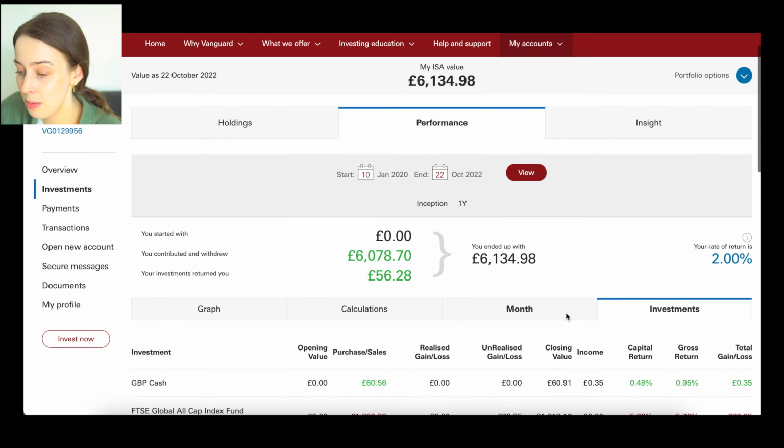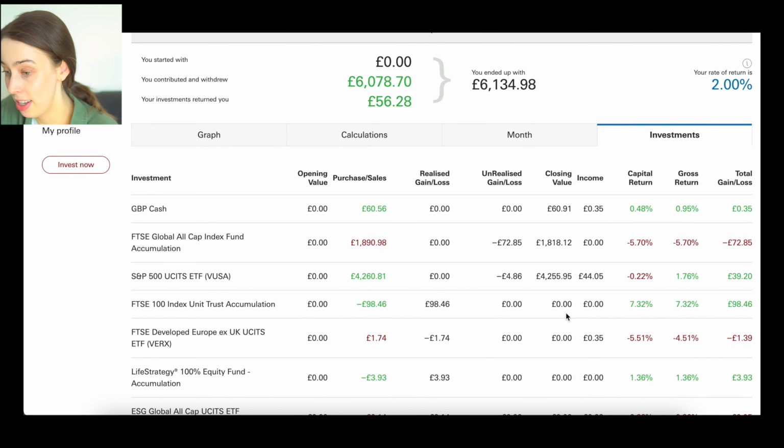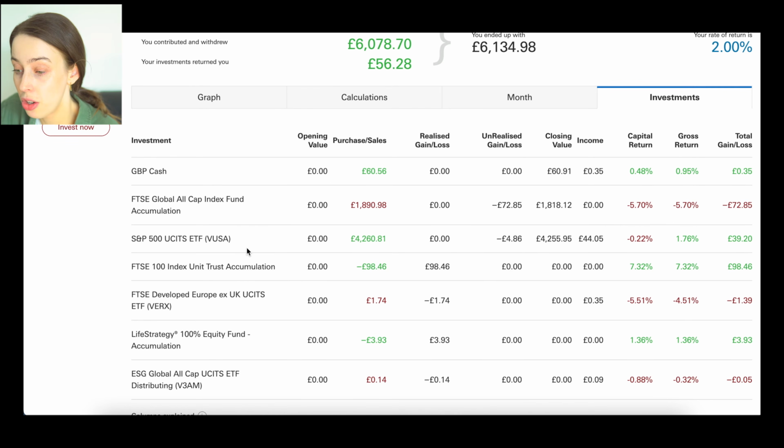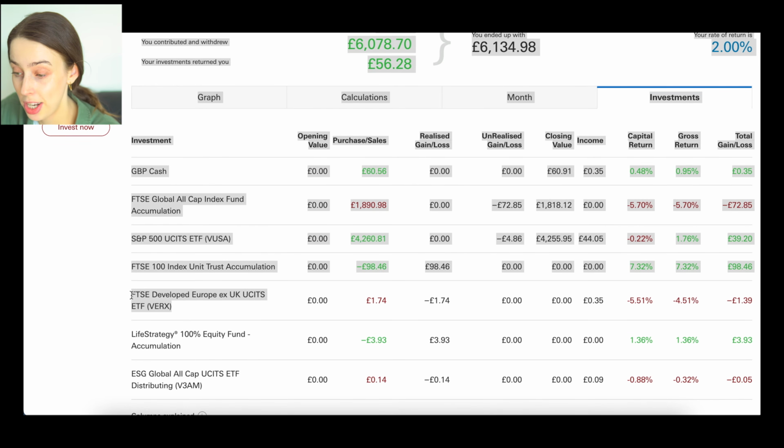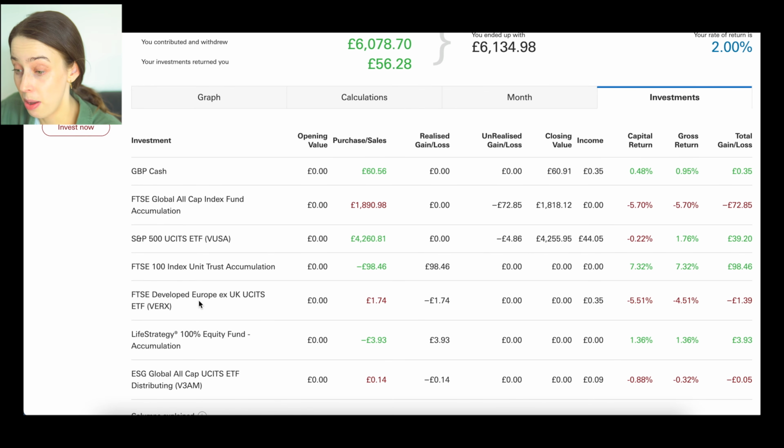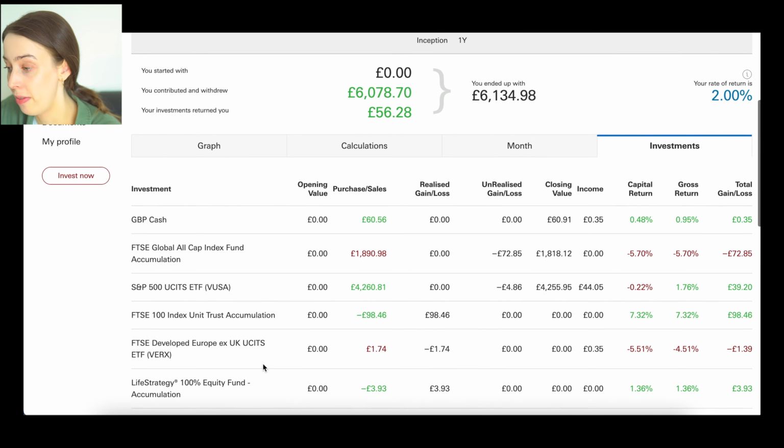And then on this investment section, which is the last bit in this area here, it just breaks down what you've added to your account and what you've removed from your account. So you can see here that there are some funds that you didn't see on my investment section, on my holdings, and that's because I've sold out of those positions. I won't go into why, but they're all detailed here, which again is very, very handy.